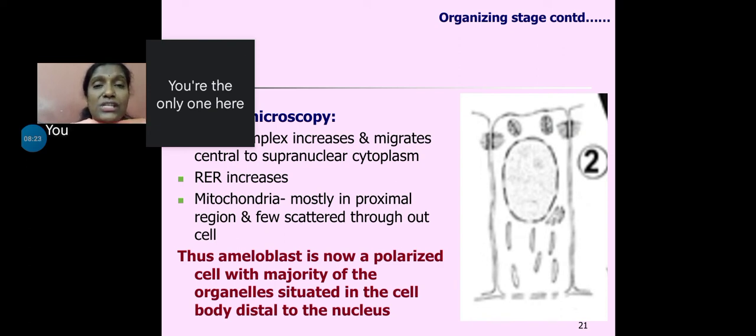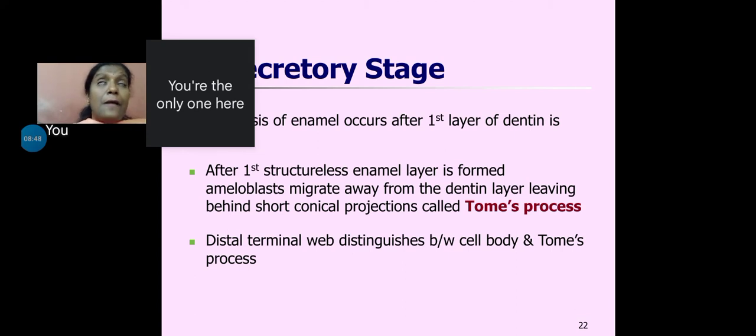Such a cell is a tall columnar cell, which has become tall columnar because of the increase in cellular organelles, and a polarized cell because the nucleus has shifted from the center towards the proximal end of the cell. If the nucleus moves proximally, correspondingly the other organelles shift towards the distal end of the cell. So such a cell is now called an ameloblast. That is in the bell stage. In the bell stage, you call them ameloblasts.